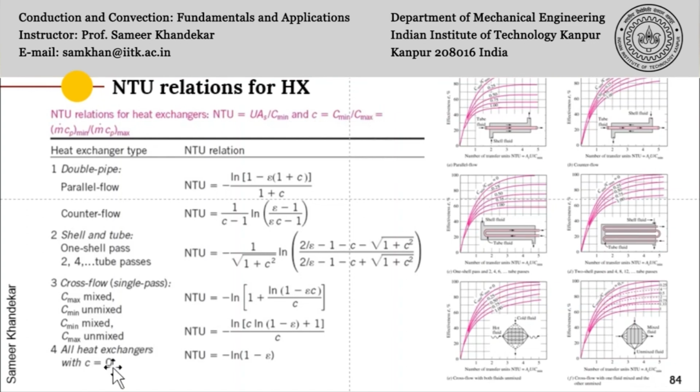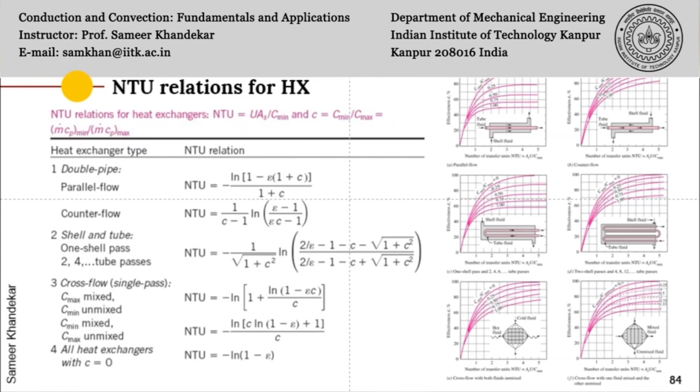So therefore your small c will become 0 for all heat exchangers which involve one of the fluids in phase change process, that is boiling or condensation. So these are the formulas or the analytical expressions, and this on the right hand side are the corresponding graphical solutions of the same equations.